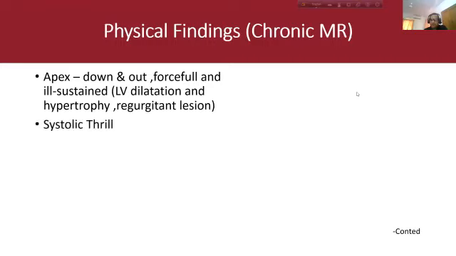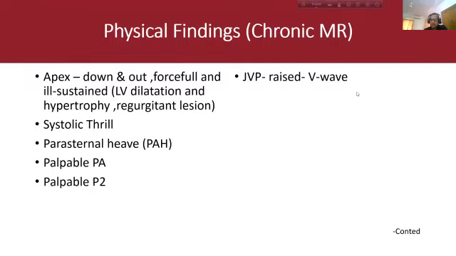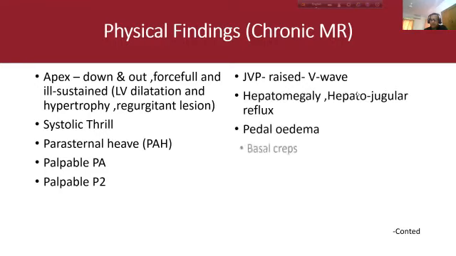And if you look at the jugular vein, it may be raised and there may be a V wave, and there's hepatomegaly and hepatojugular reflux as well, and there's pedal edema. And if we look at auscultation of the basal part of the lungs, there is basal crepitation as well. But characteristically, there's a normal blood pressure and good volume of pulse in these patients.